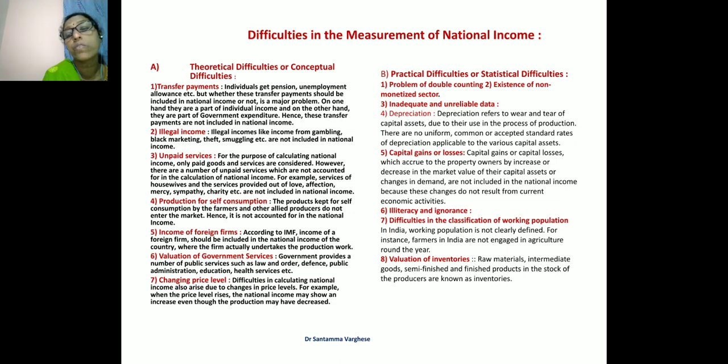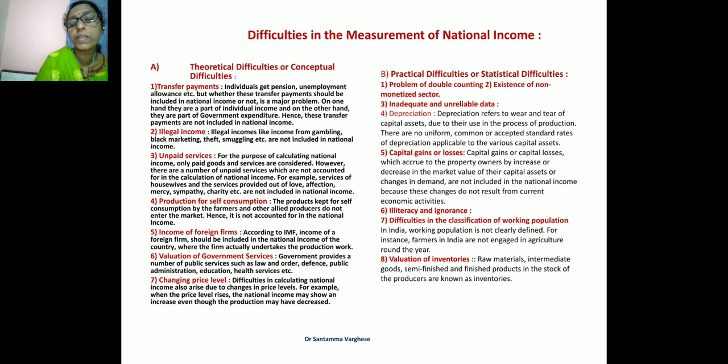Now we are going to discuss the practical difficulties. We can see that there are about 8 practical difficulties. In that, the problem of double counting, which we have discussed, is the greatest difficulty. It arises from the failure to distinguish between a final and an intermediate product. For example, the flour used by the bakery is an intermediate product and that used by the household is a final product. So this type of difficulty is there.